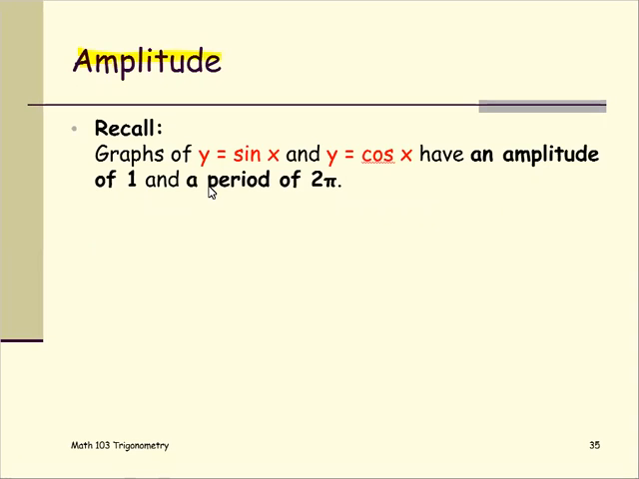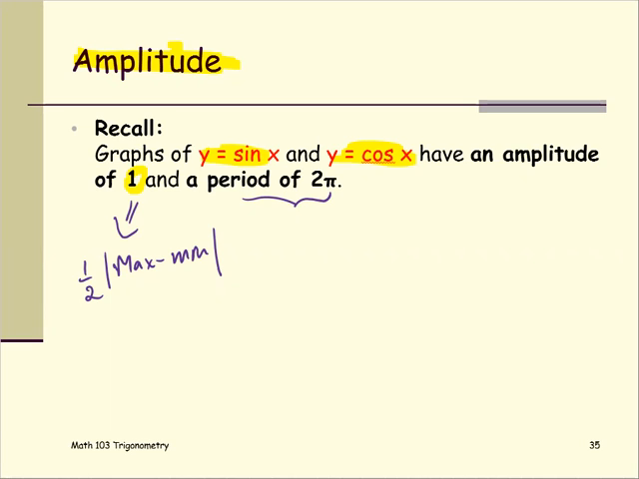For the amplitude, recall in a previous section, the graphs of y equals sine of x and y equals cosine of x have an amplitude of 1 and a period of 2 pi. The amplitude is computed by using 1/2 multiplied by the absolute value of the difference of the maximum and the minimum value of the graph. And the period is the smallest number at which the graph repeats the same pattern, or finishes in one cycle.